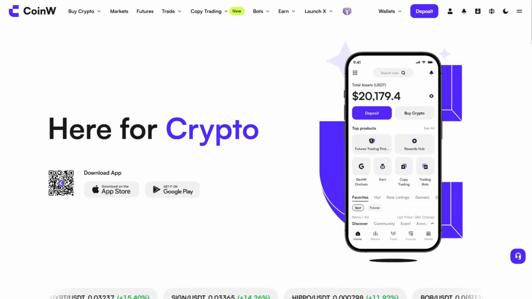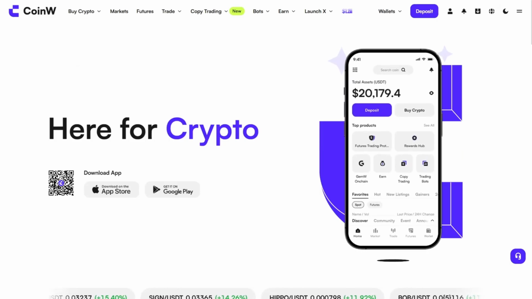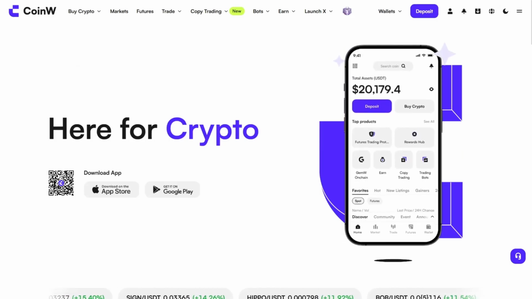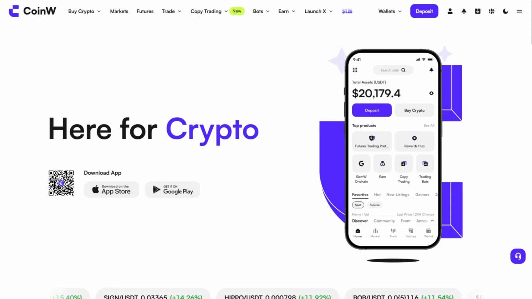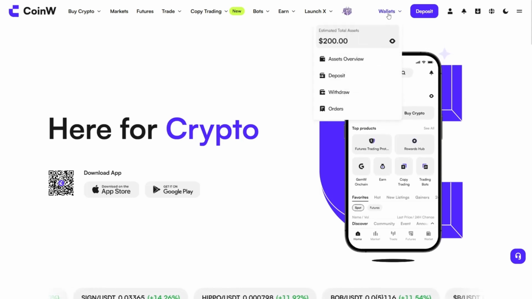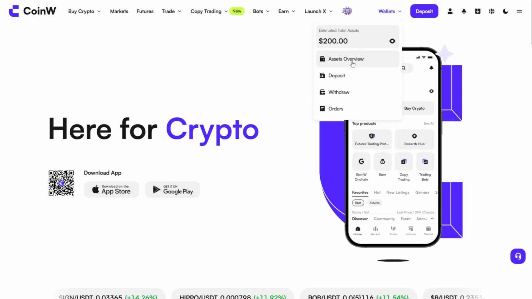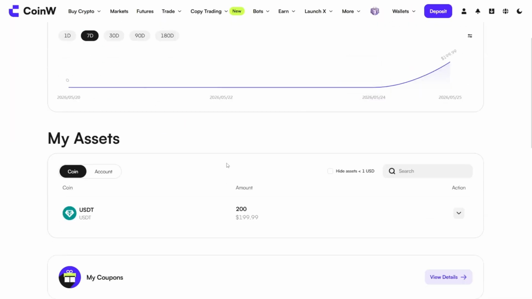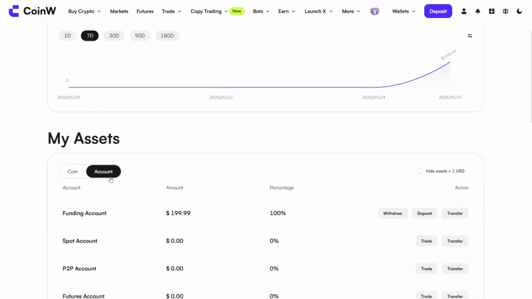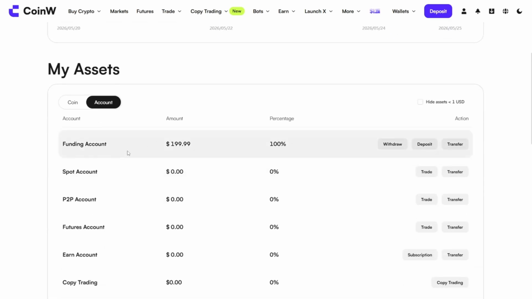To start the tutorial, the first thing we want to do is make sure that we have deposited our crypto funds into the right wallet. So we're going to head up to wallets on the top and click on asset overview. Scrolling down a little bit, we can see I have 200 USDT. We want to check what account it's in. We can see that it's in the funding account.